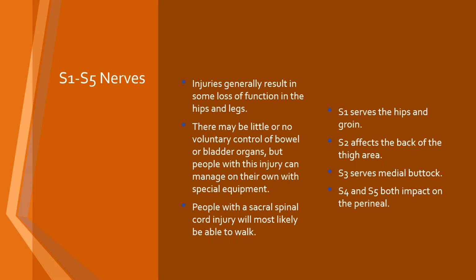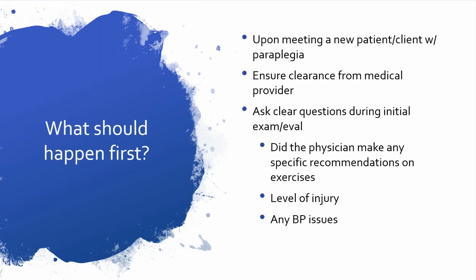And then this is just going out to the sacral, talking about some of the nerves that we have. Still the same, with little or no voluntary control of the bowel and bladder, but they still may be able to walk; it's just a deeper injury. So what should happen first when you have someone that comes into your facility?